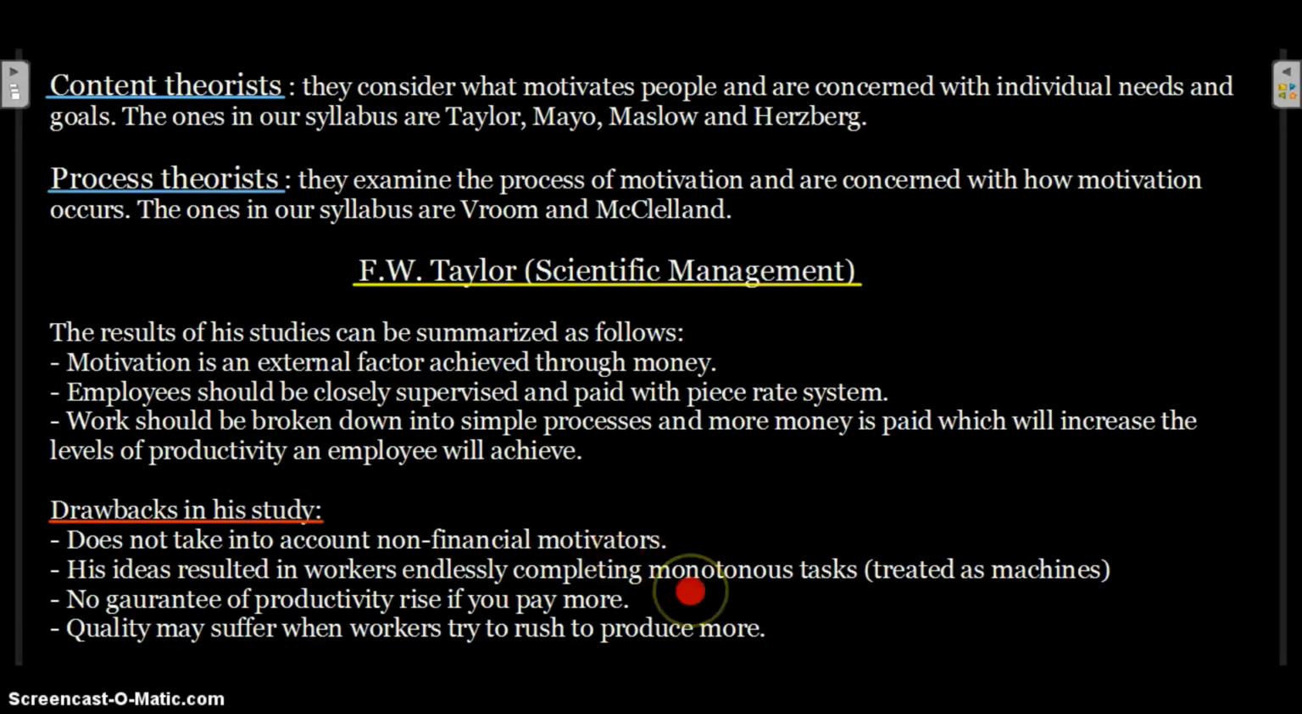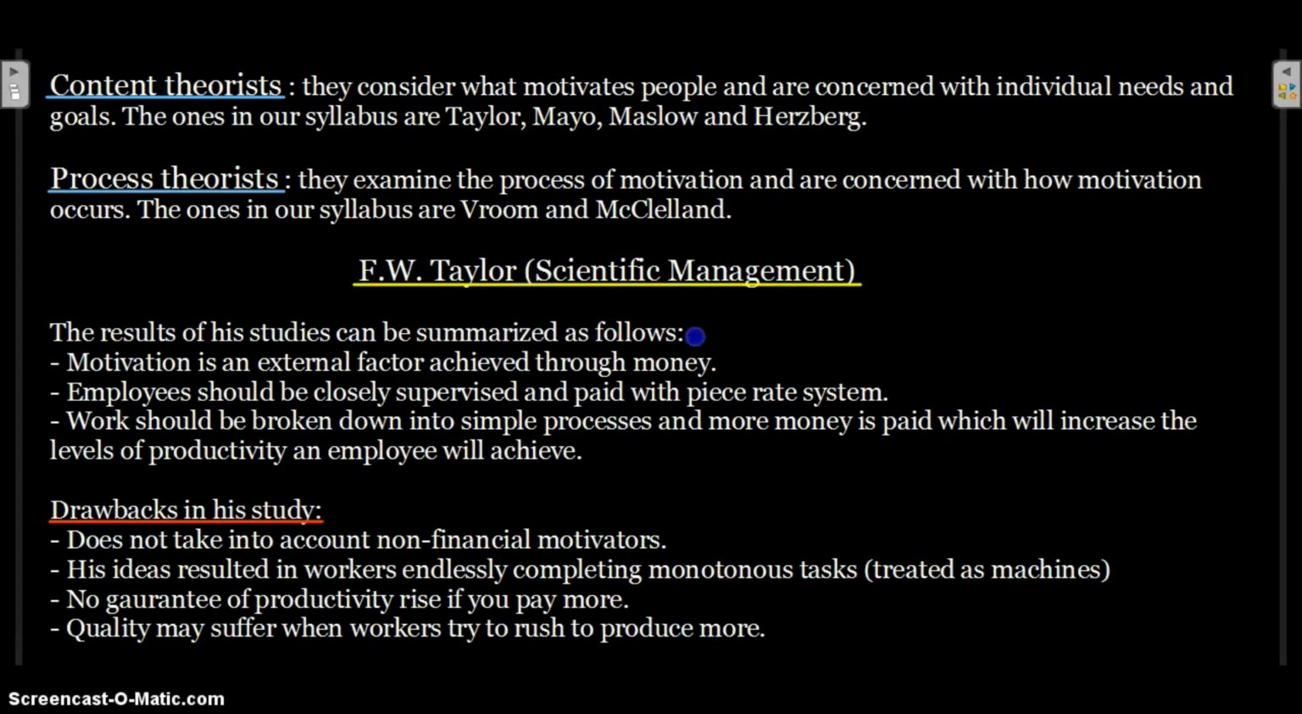His ideas resulted in workers endlessly completing monotonous tasks. They were treated as machines. There was no guarantee of a productivity rise if you pay more. Even if you pay more, it doesn't necessarily mean that productivity will rise. Some are just lazy workers. They set it up so that if we make a certain amount of units, we'll get our required money, and we'll be able to fulfill our needs, like shelter, food, home, etc. That's enough for us, so we're only gonna work up to that number of units. We're not gonna produce anything else, and quality may suffer when workers try to rush to produce more. So these were the drawbacks to his method.